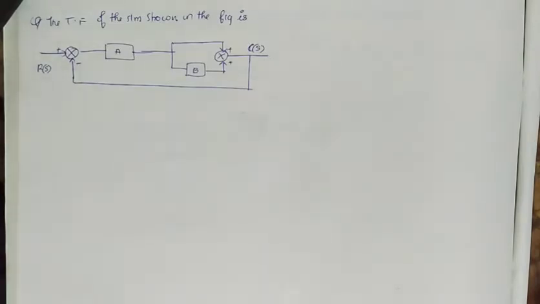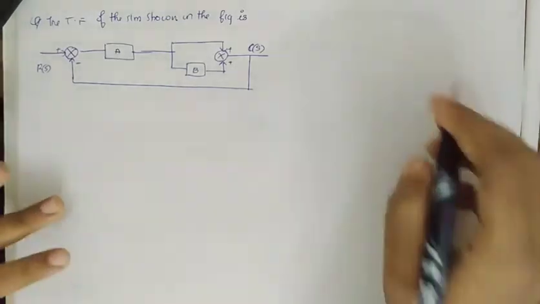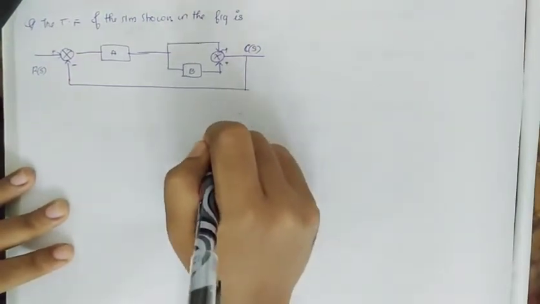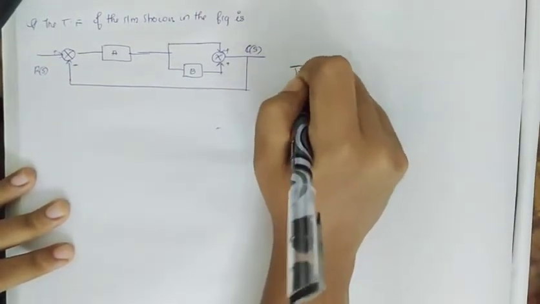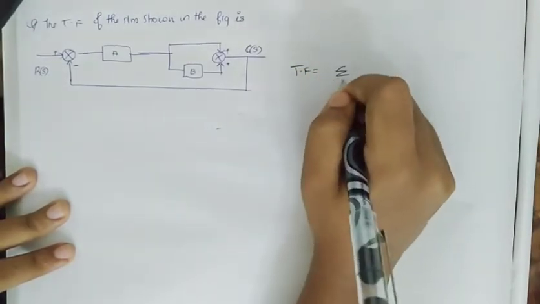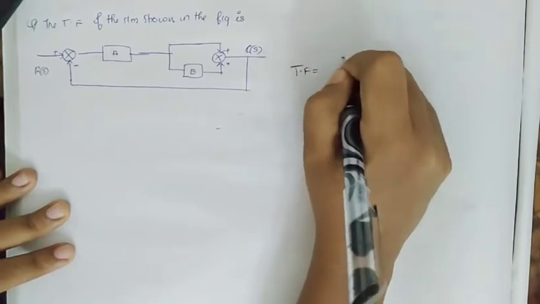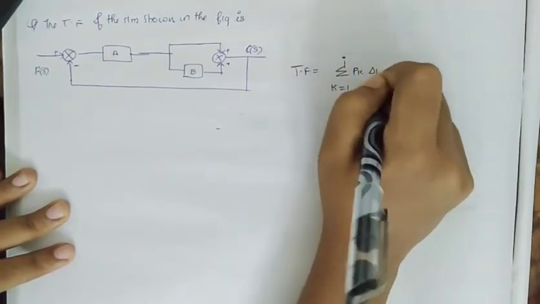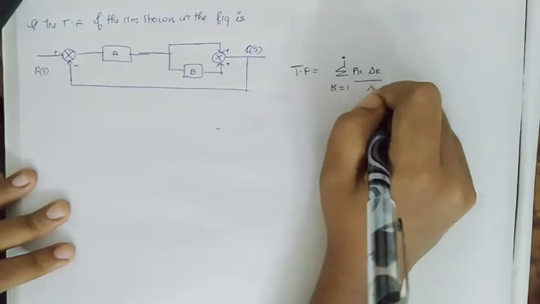The transfer function of the system shown in the figure is, so we have to find out the transfer function of the given figure. For that we have a formula known as Mason's gain formula. We are going to use this gain formula for all the questions in this session. So the transfer function is equal to, using Mason's gain formula, sigma k equal to 1 to i of Pk delta k, whole divided by delta.